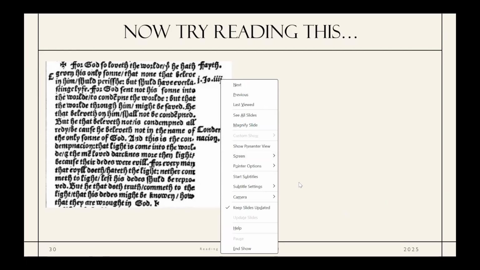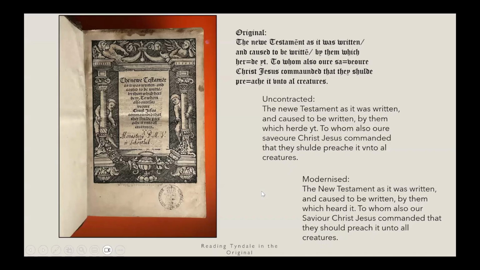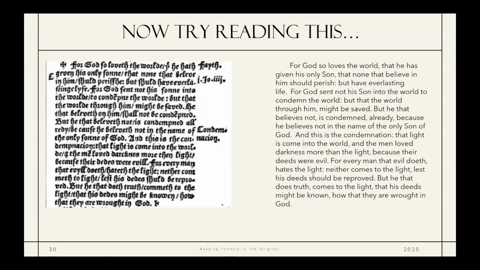And what I've done is I typed that out and just modernized the contractions and modernized the inflections. For God so loves the world that he's given his only Son, that none that believe in him should perish, but have everlasting life. For God sent not his Son into the world to condemn the world, but that the world through him might be saved.